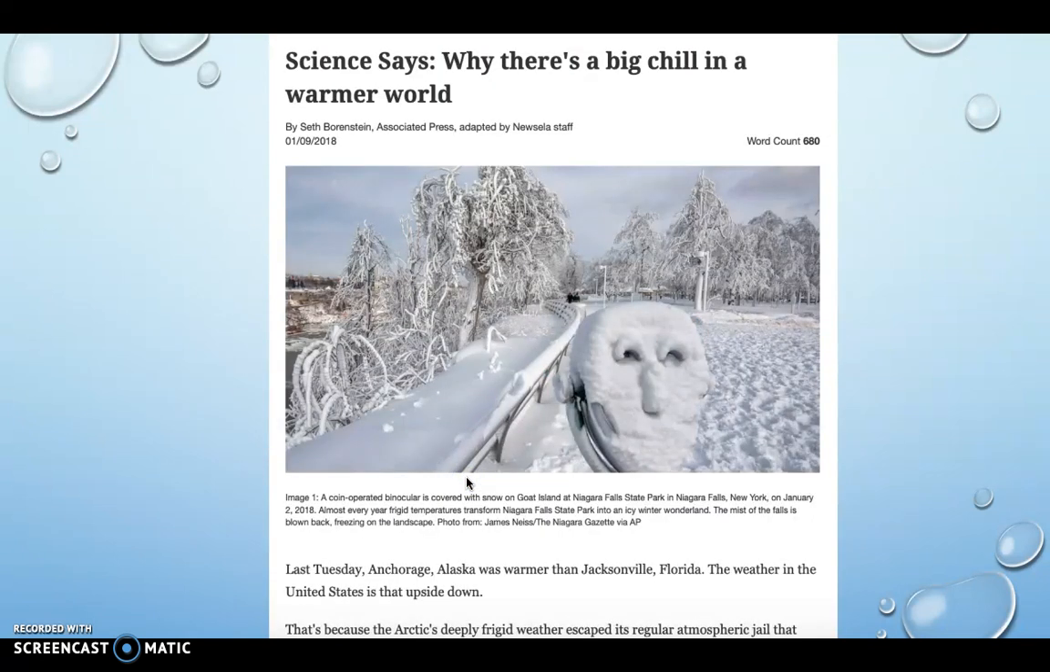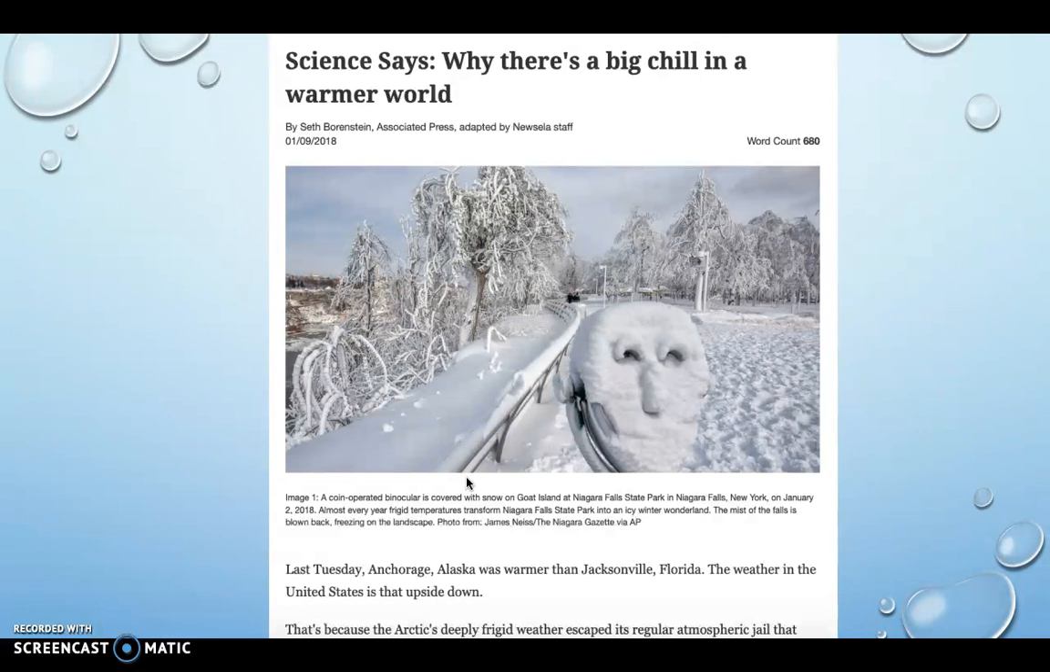This article here is a great source when teaching about the difference between weather and climate. The article entitled, "Science Says Why There's a Big Chill in the Warmer World," written by Seth Borenstein in January of 2018, explains the super cold air is normally contained in the Arctic Circle in the polar vortex. Borenstein discusses how weakening and movement of the polar vortex has resulted in colder than normal average temperatures in the U.S. Conversely, in Europe, the average temperatures during the same time were warmer than normal. Scientists debate whether the movement of the polar vortex is due to human-caused climate change or just natural variability.